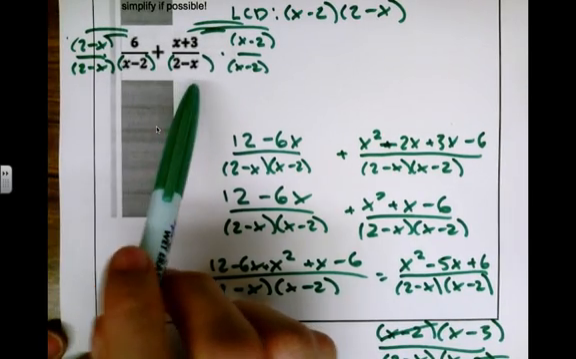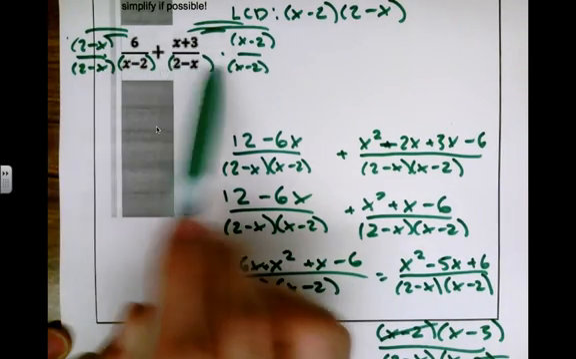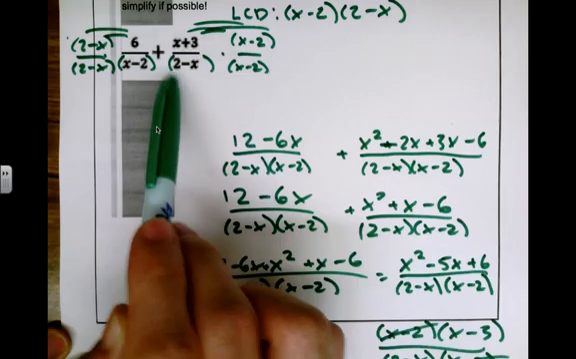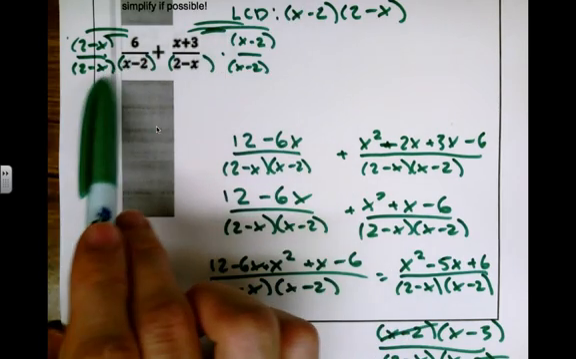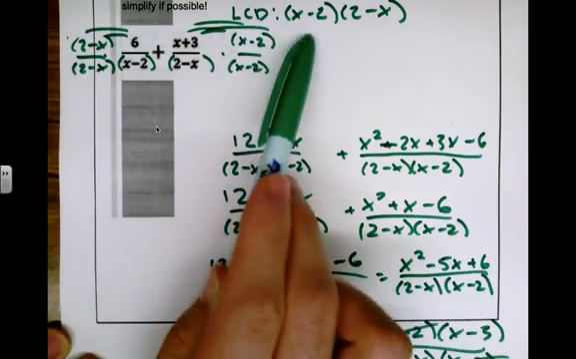Here's where it's different, and we had talked about that before. Here I have an x minus 2, here I have a 2 minus x, so what that means is this right side needs an x minus 2 to get to the LCD. This side needs a 2 minus x to get to my LCD. And we're going to take a look at one more example of this.